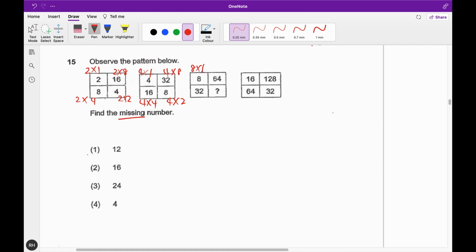So here will be 8 times 1. Here will be 8 times 2. 8 times 4. 8 times 8, 64. Okay, so this is the pattern over here. This times 1, times 2, times 4, times 8. Okay, based on the first number on the top left. So 8 times 2 will give us 16. Answer is option 2.